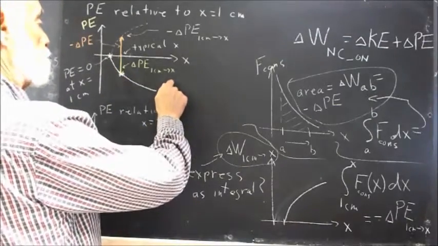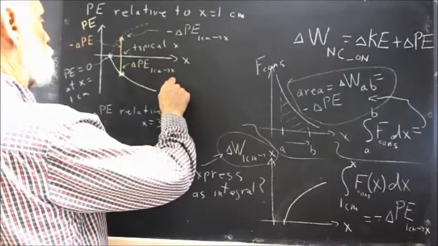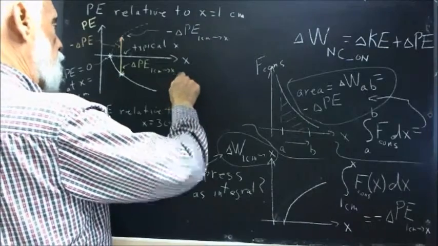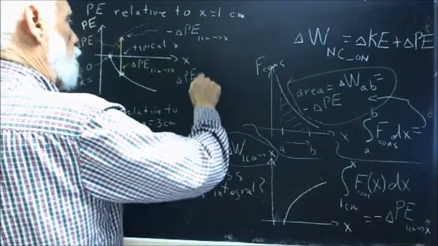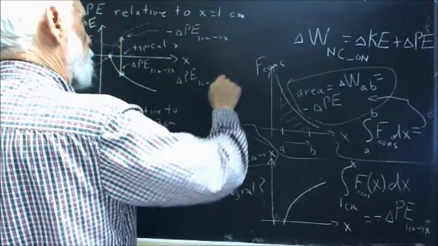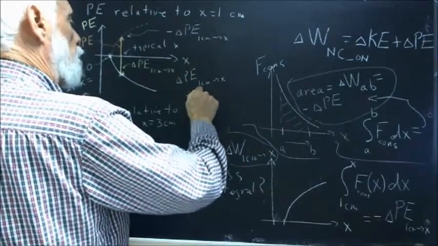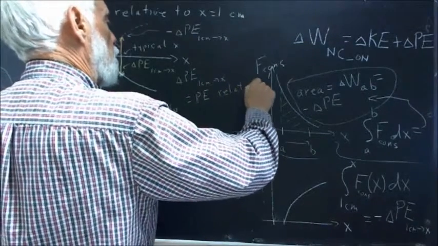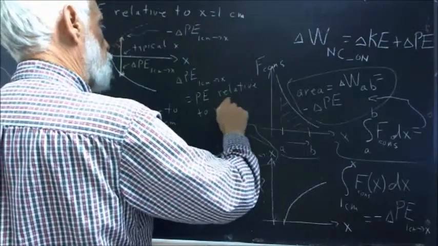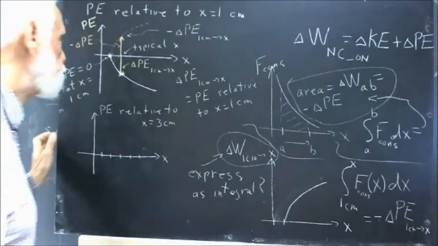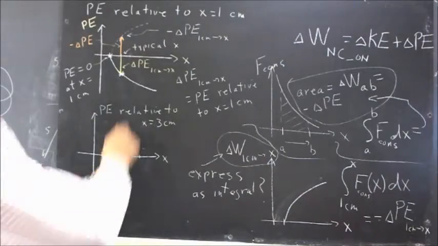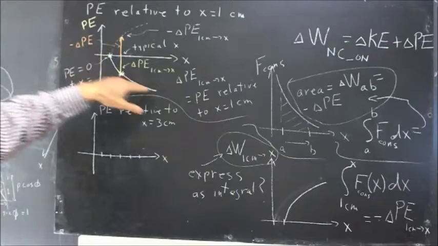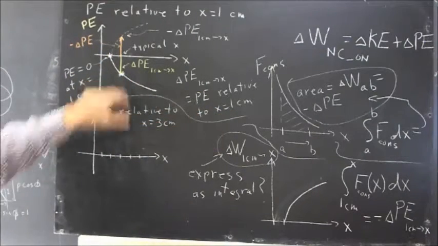So here's our function. Actually, this function can be represented as the change in potential energy from 1 centimeter to x, and that equals the potential energy relative to x equals 1 centimeter. So if we want a potential energy function relative to x equals 1 centimeter, this is it.